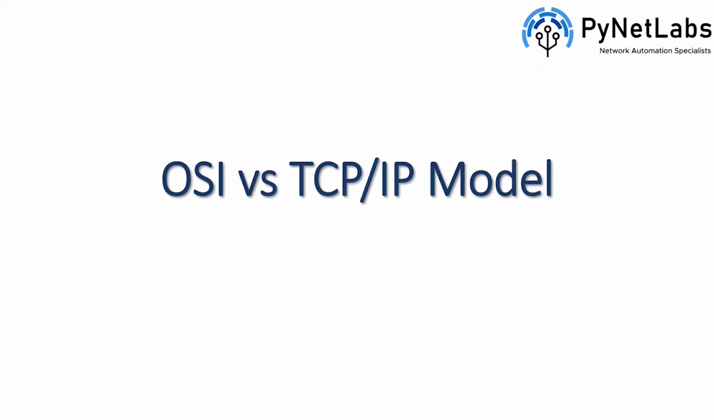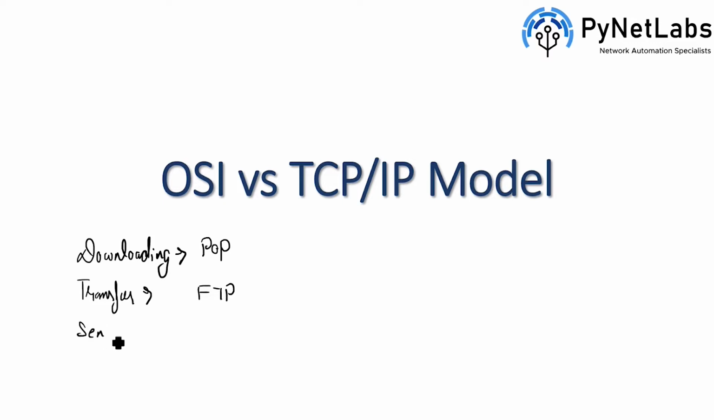Like today, you all know that we are all connected with each other, and we are sharing files, transferring files, deleting files over the internet, uploading data, downloading files over the internet. So for example, if you want to download some files over the internet, you are using the Post Office Protocol. If you want to transfer some files over the internet, you are using the FTP protocol. If you want to send some mail, you use the SMTP protocol. If you want to browse the internet, you use the HTTP protocol. So there are lots of various protocols over the internet, right?